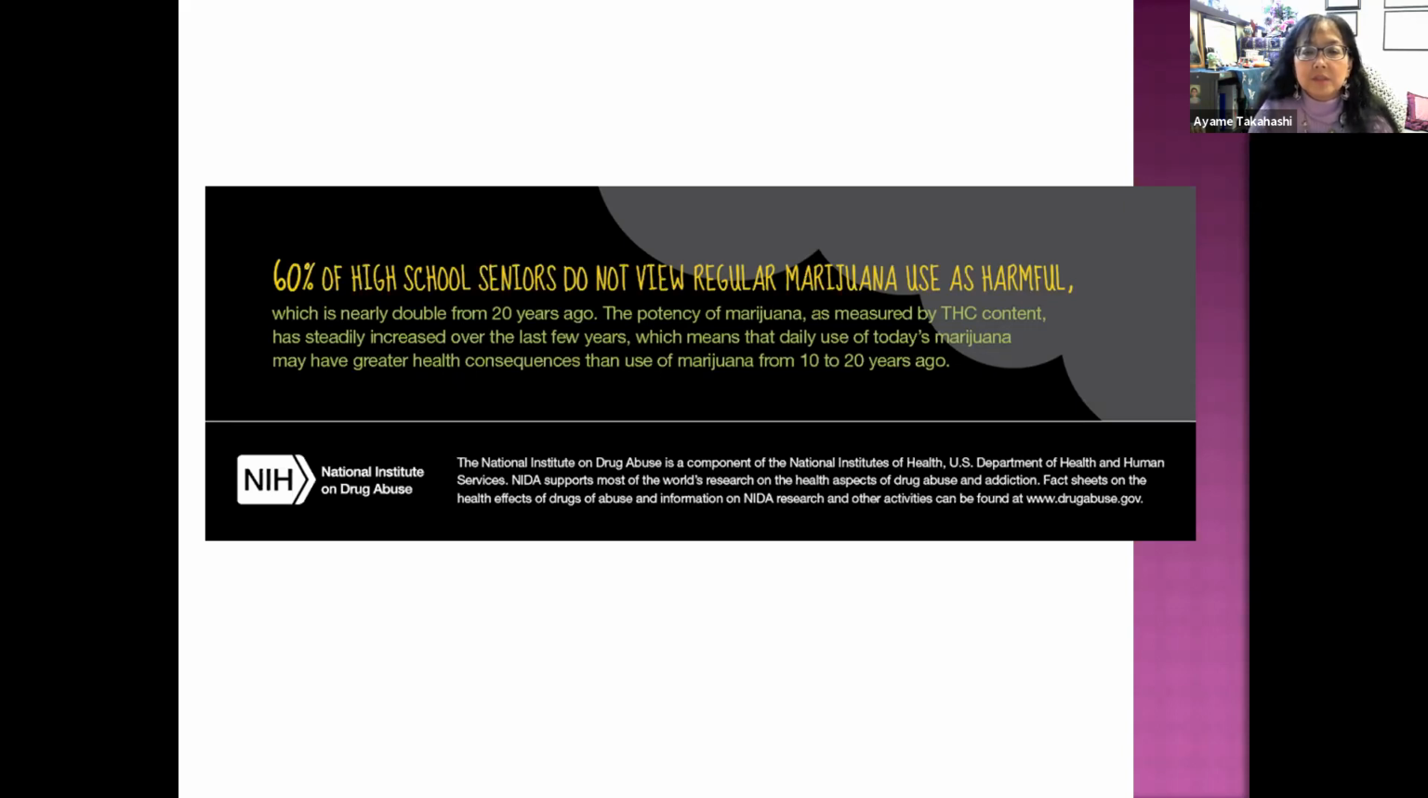And this is information that you can let teenagers know when they tell you, well, it's natural, it's an herb, etc. It's not so natural. People have tinkered with it to the point where the psychoactive component is doubled from the time of, say, their parents' marijuana.